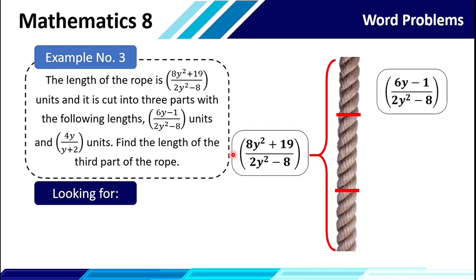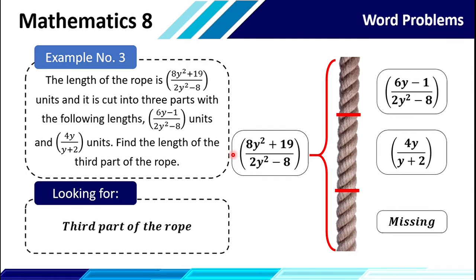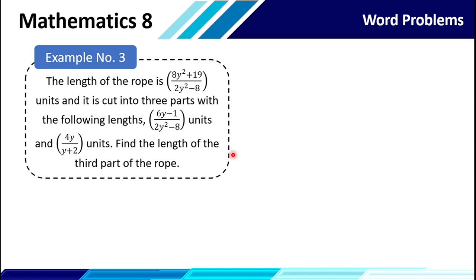The first part is denoted as (6y − 1)/(2y² − 8). The second part is 4y/(y + 2), and we are looking for the third part of the rope. To find the third part of the rope, we can have our working equation, which is length minus the first part minus the second part.